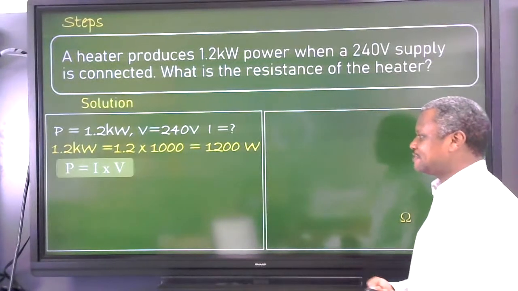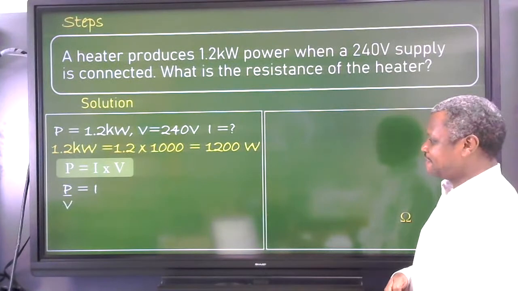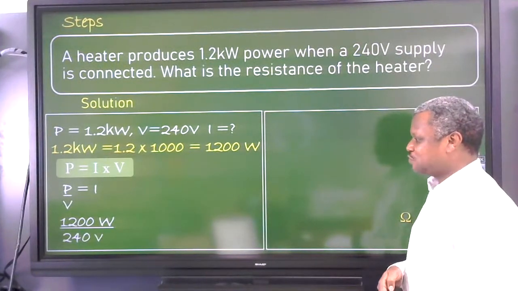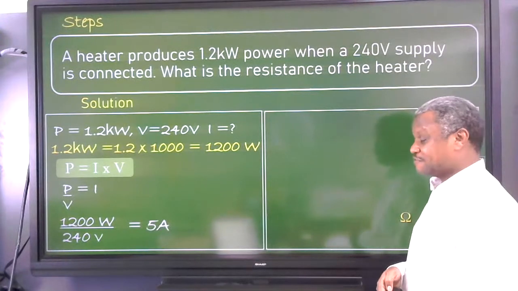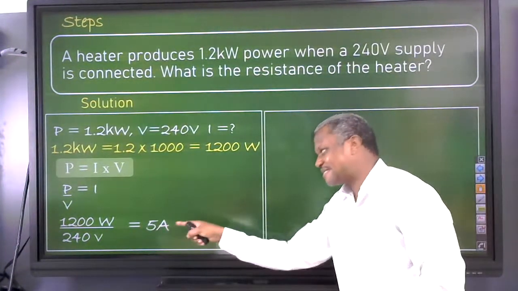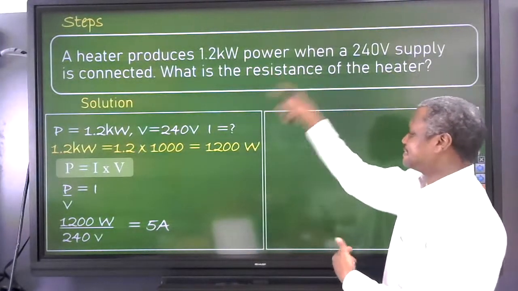So when you substitute that, power is equal to current multiplied by voltage. Power divided by voltage is current. 1,200 divided by 240 is 5 amperes. Now, this is the current. The question was not what is the current. The question was what is the resistance.